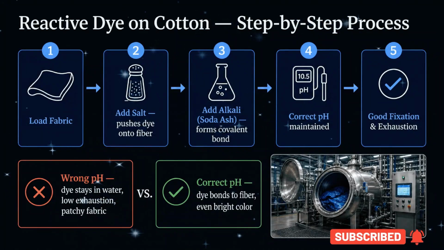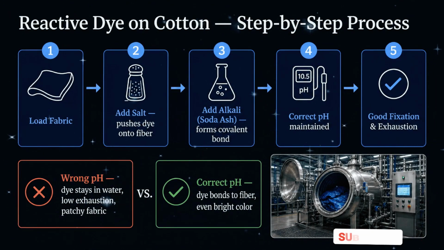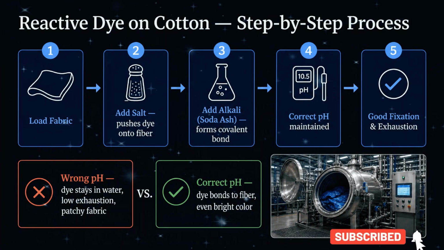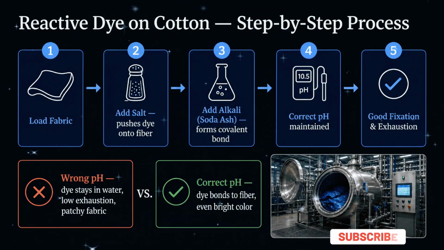The reactive dye process on cotton involves 5 steps. Load fabric, add salt to push dye onto the fiber, add alkali to form the covalent bond, maintain the correct pH, and achieve good fixation and exhaustion. Correct pH is vital for bright color and strong bonding.